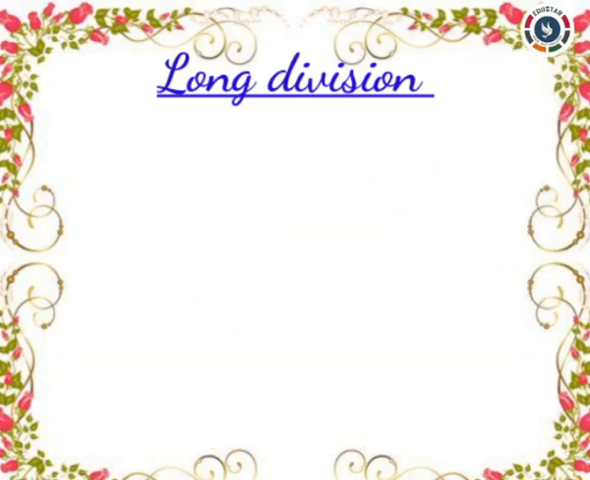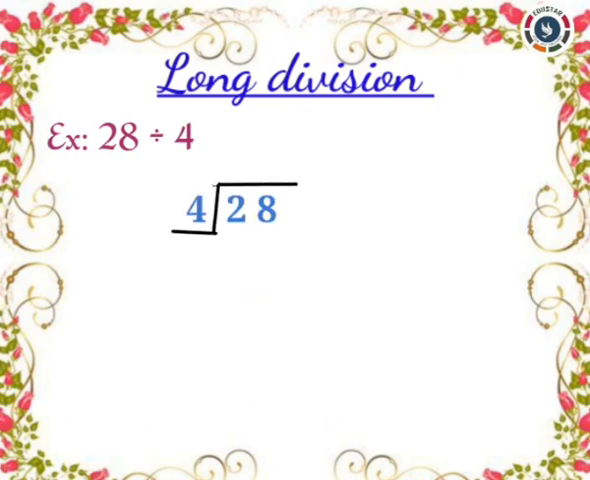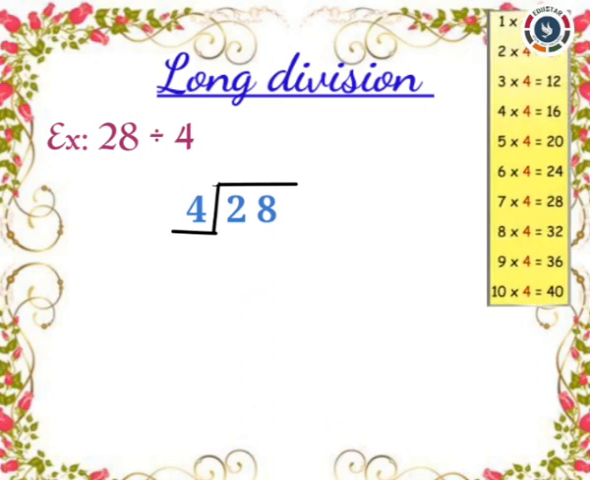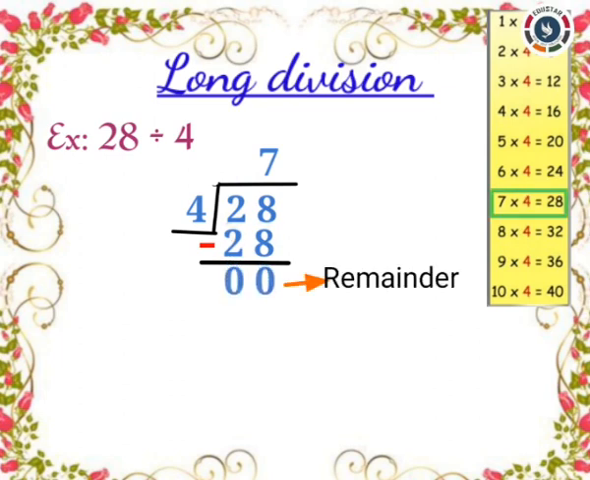Now see this sum, 28 divided by 4. First put dividend 28 inside the division box and write 4 outside. Now how many 4s make 28? Yes, 7 4s are 28. Write 7 as quotient above the dividend straight to the ones column. Write this 28 below the dividend and subtract 28 minus 28. We obtained 0. So this 0 is remainder. We got 7 as quotient.